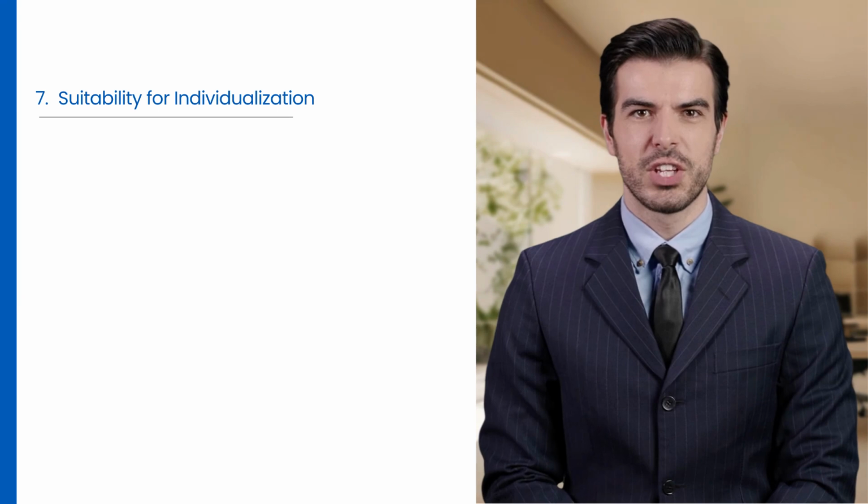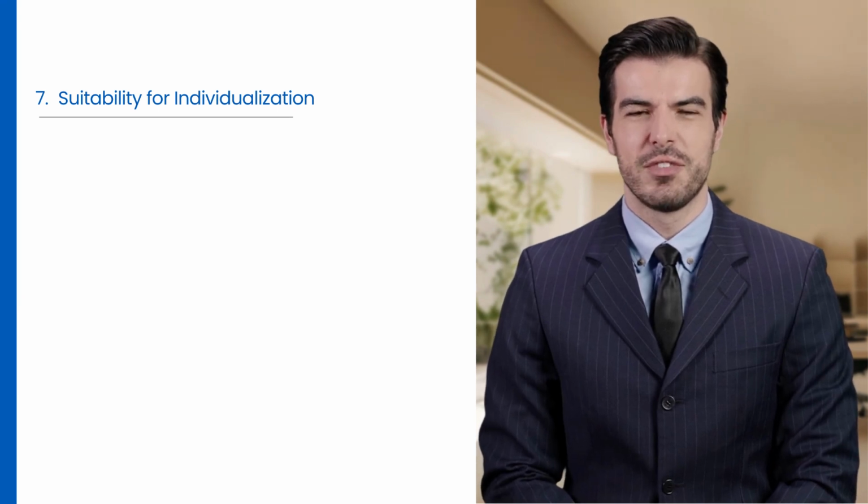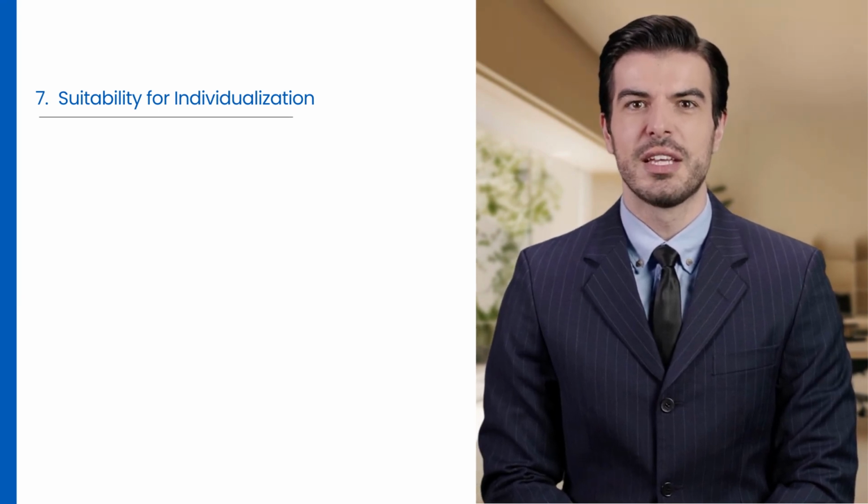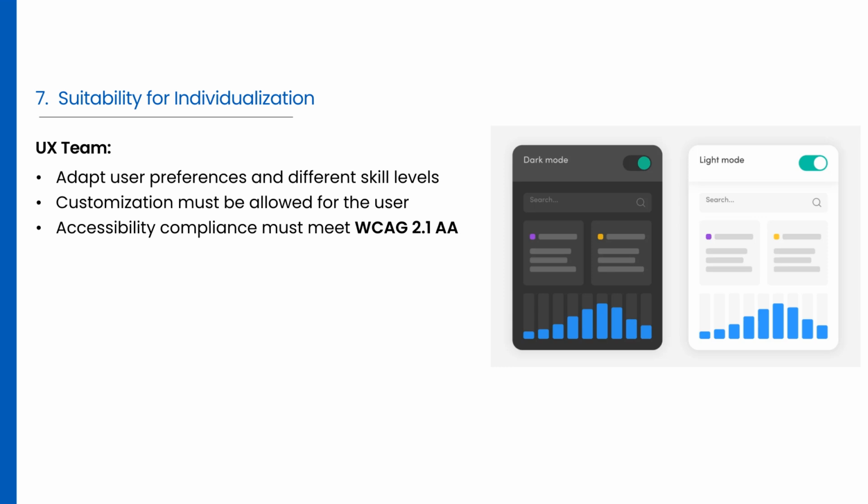Suitability for individualization must ensure that the system adapts to different user needs, preferences, and skill levels. The UX team must design for customization, allowing users to adjust themes, layouts, or language settings. For example, a user should be able to switch between light and dark mode or choose their preferred language. Accessibility must also be ensured, meeting WCAG 2.1 AA standards so that users with different abilities can use the system effectively.